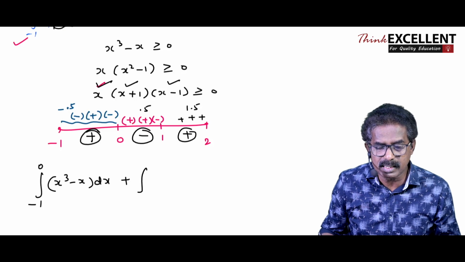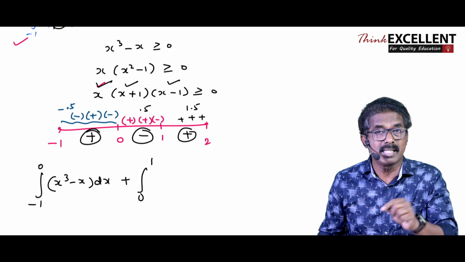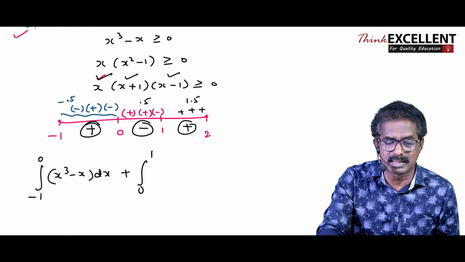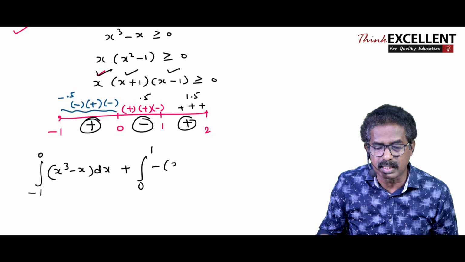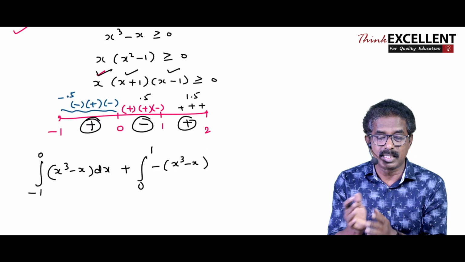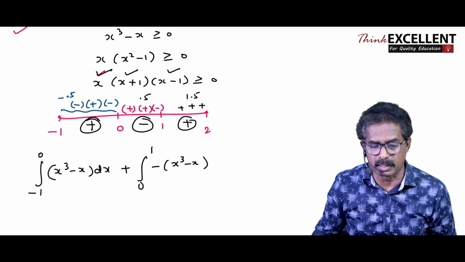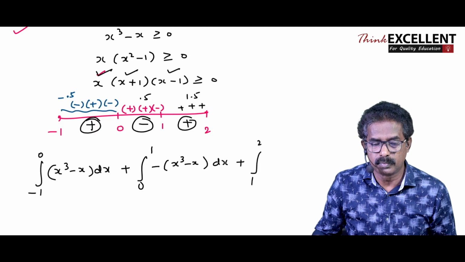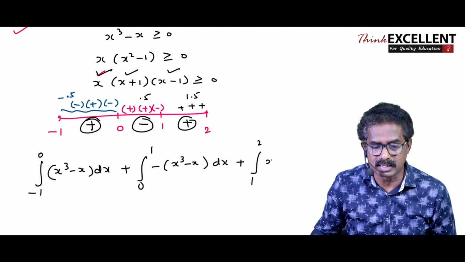Plus the second integral, 0 to 1. Since it is negative there, we have to write minus of fx. So you write minus of x cube minus x. Or you can put a plus and reverse it, x minus x cube, in the next step. The last one, limit 1 to 2, is positive, so write as it is, x cube minus x dx.